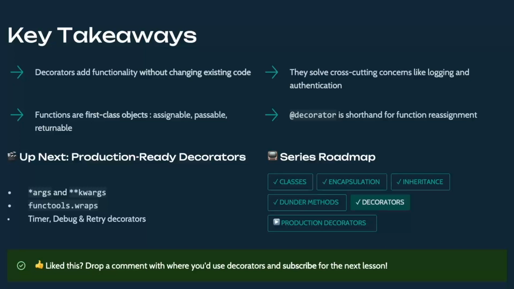In the next video, we'll learn how to write production-ready decorators using *args, **kwargs, functools.wraps, etc. We'll also build timer decorators, debug decorators, and retry decorators that are used in real software systems.